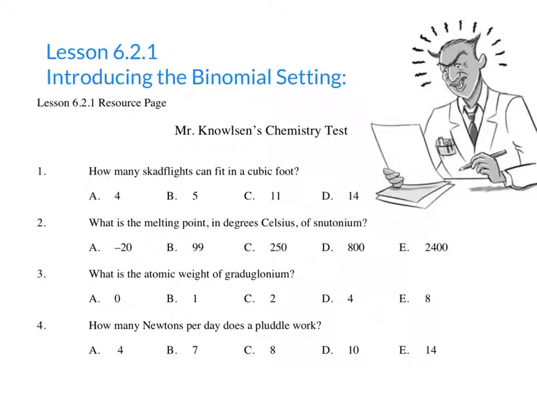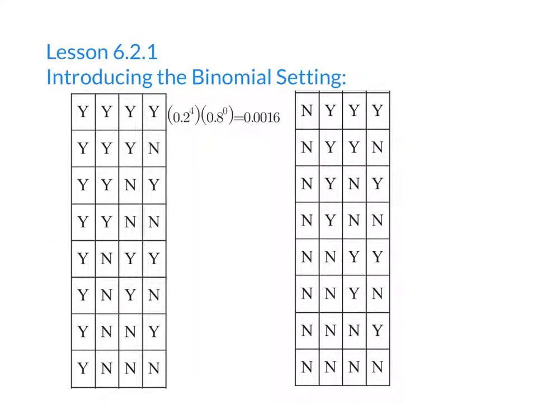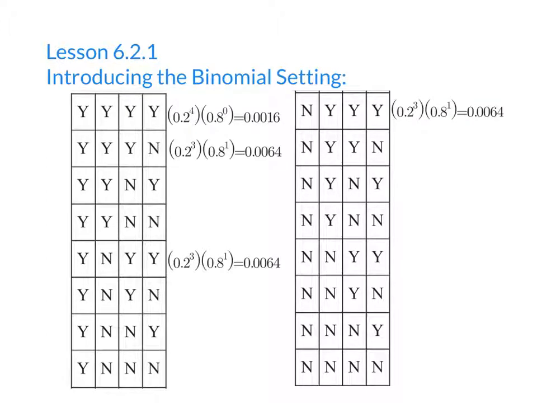In Lesson 6.2.1, Mr. Knowlson is back from Problem 533 with another impossible chemistry quiz. This is bad for chemistry, but good for demonstrating consecutive independent events and the power of the binomial distribution. Students start with a systematic list of all possible Mr. Knowlson test results and compute outcomes.